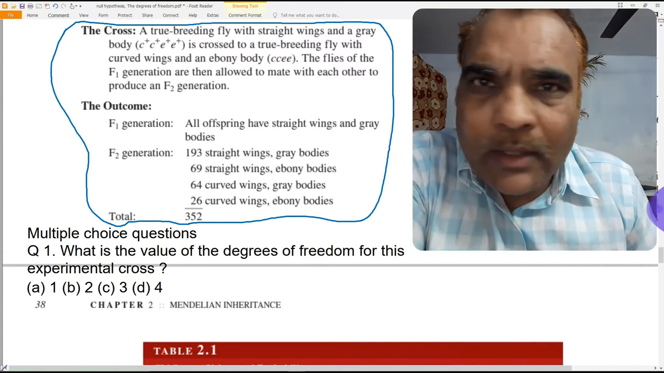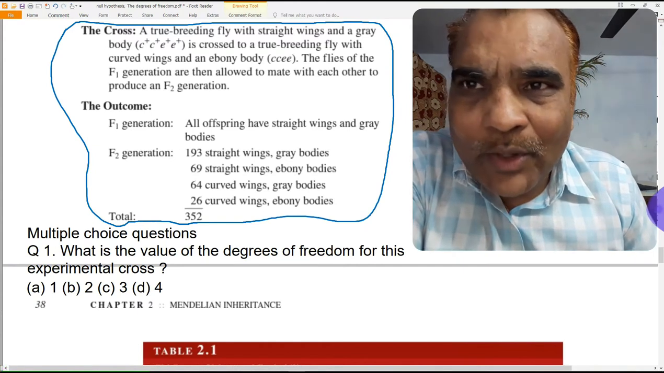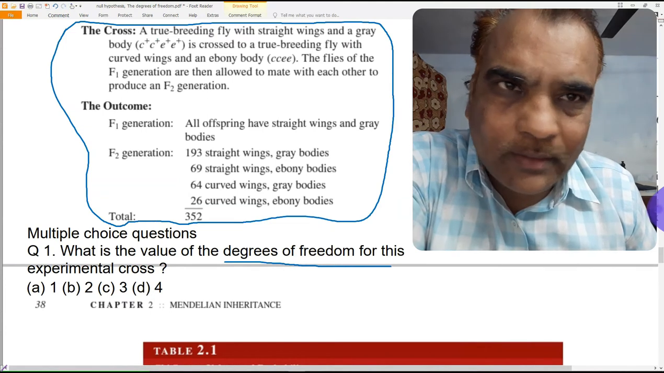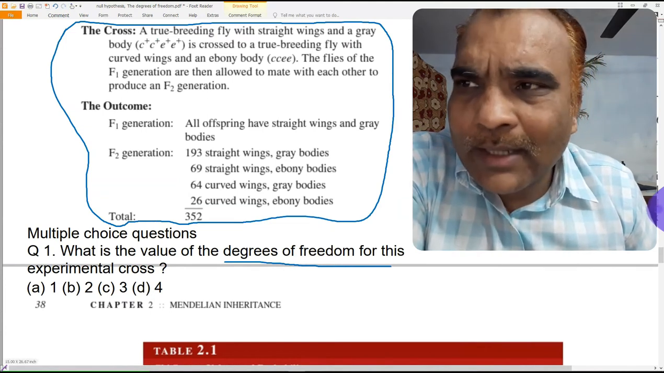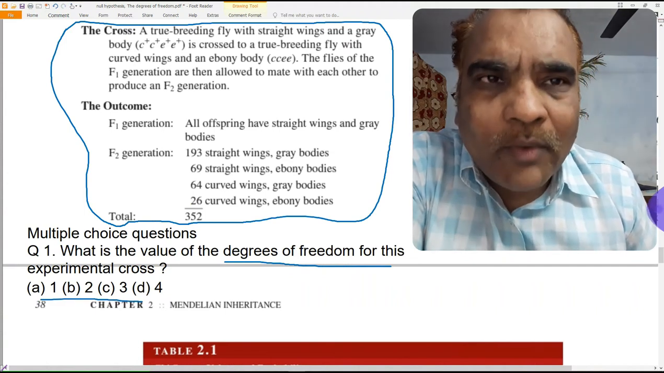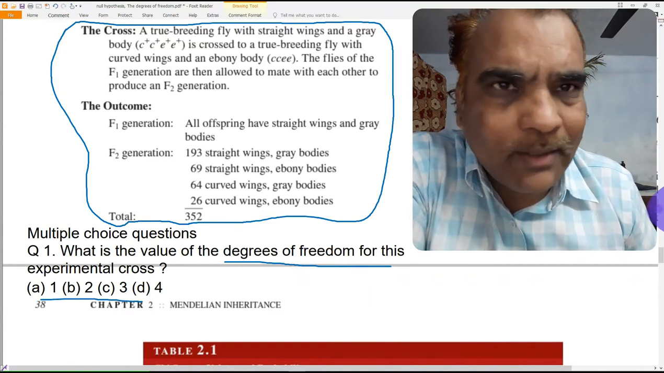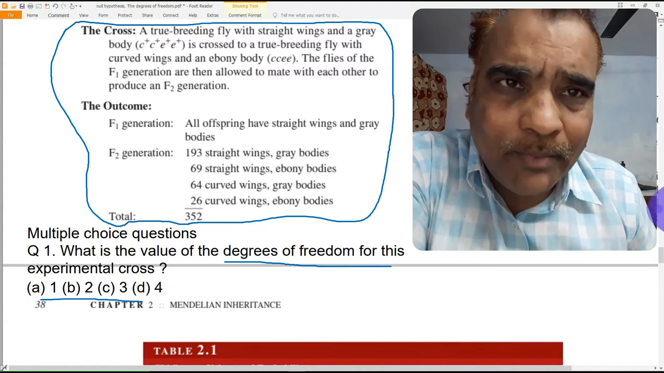Now the first question they have asked you is, what is the value of degrees of freedom for this experimental cross? You have to answer it. These are the four options and you have to choose one correct option. This is the first multiple choice question which can be framed from this type of problem.